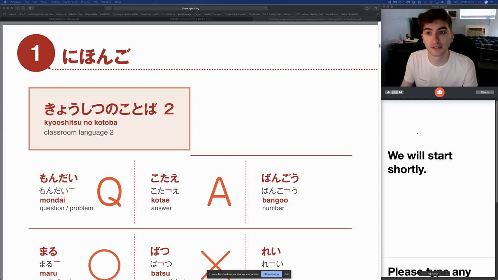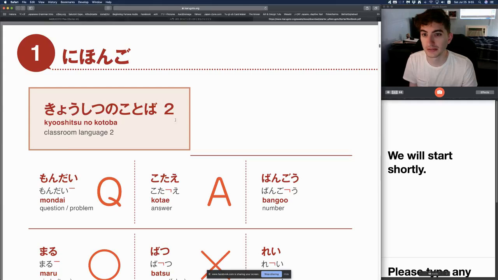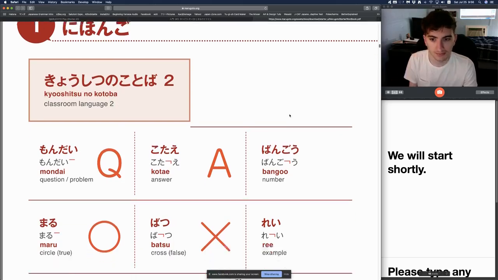Ohayo gozaimasu. Good morning. And we're going to go over some classroom language, some classroom words here. 教室の言葉に, right? に is two. 教室 is classroom. 言葉, words or language. And the の just connects. So classroom language. Two, which is に.